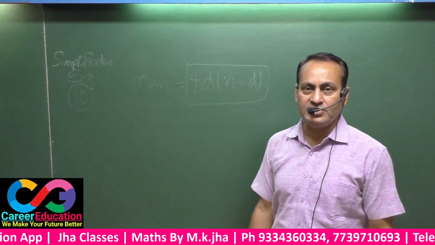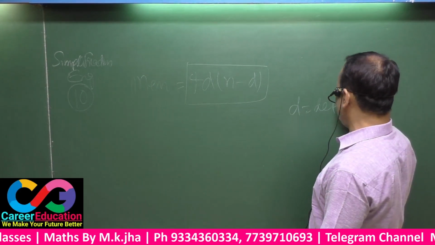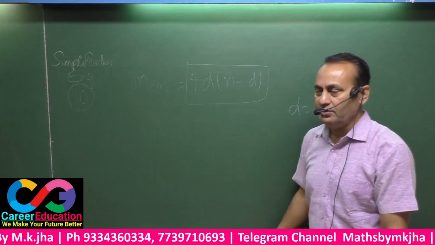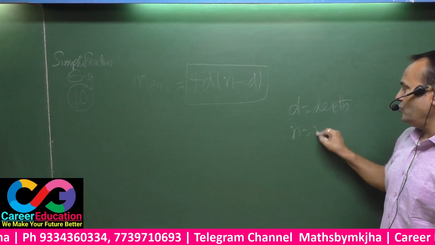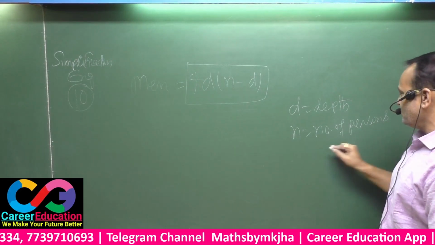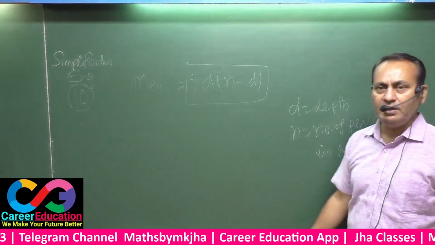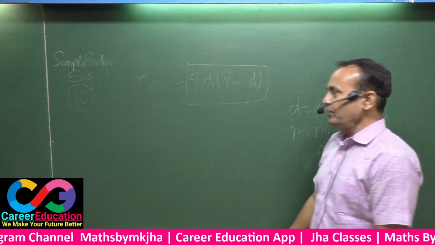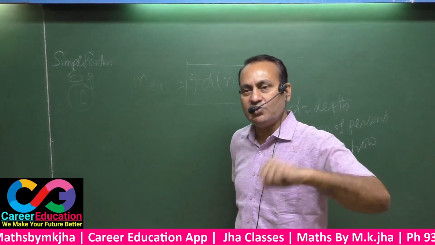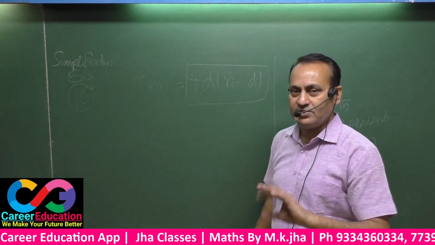4d(n minus d), where d equals depth, गहराई in Hindi, and n equals the number of persons in a single, complete row. Now, if you remember this formula, in a hollow square, the number of persons will be just equal to 4d(n minus d). You can have the answer like this.